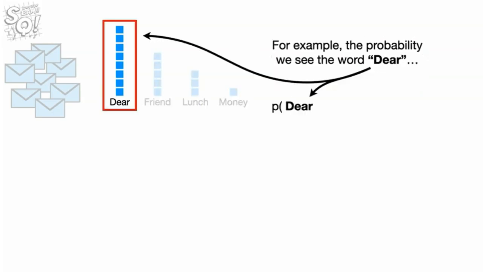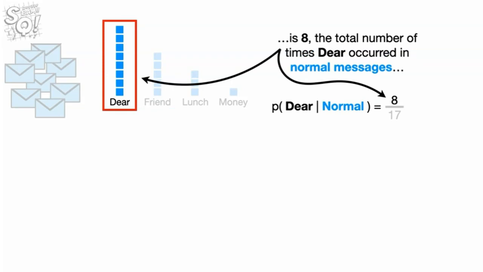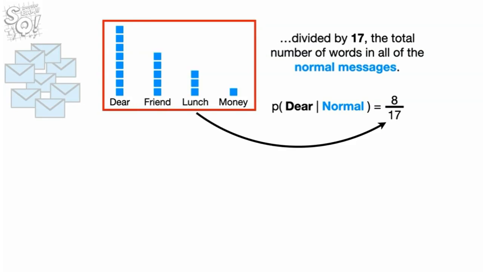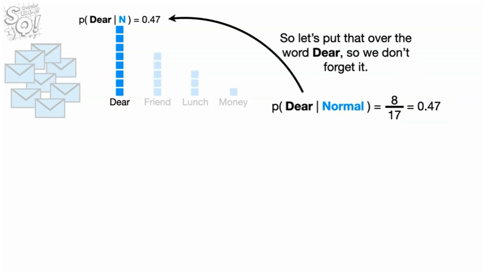For example, the probability we see the word dear, given that we saw it in a normal message, is 8, the total number of times dear occurred in normal messages, divided by 17, the total number of words in all of the normal messages. And that gives us 0.47. So let's put that over the word dear so we don't forget it.